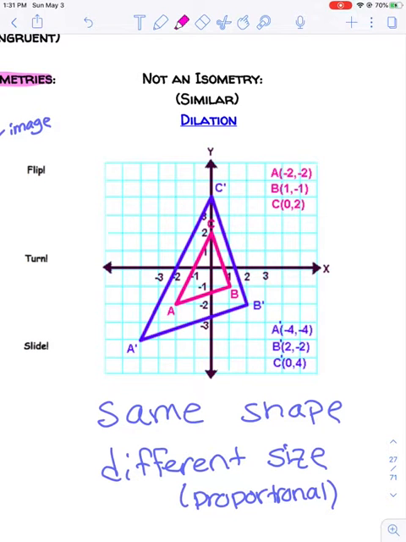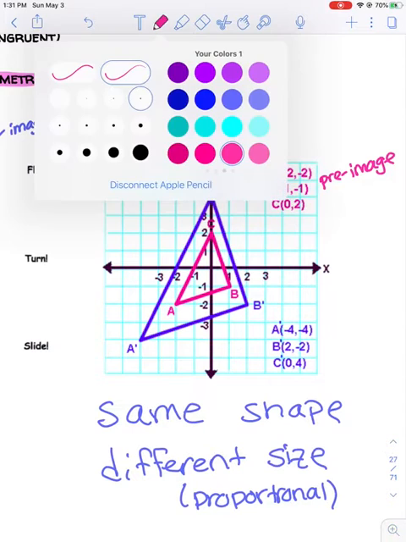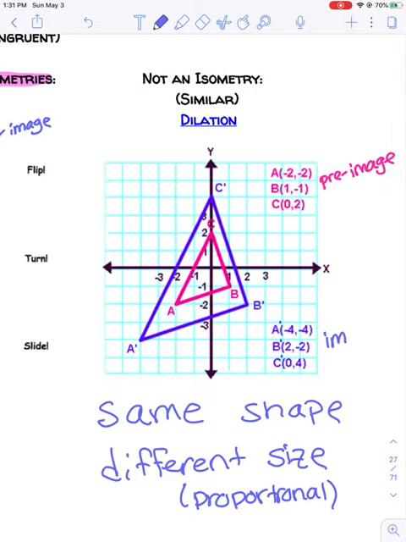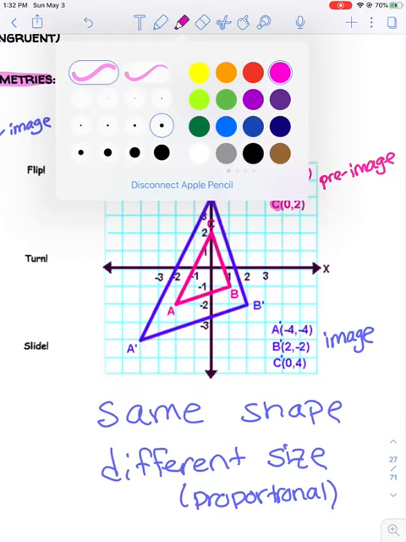So dilations have a similar relationship. It's the same shape, but it's a different size. And the size is a proportional size. So in this one, it looks like the pre-image is the pink. And it looks like the image is the blue. The reason I know that is because I'm looking at how they've defined the letters.